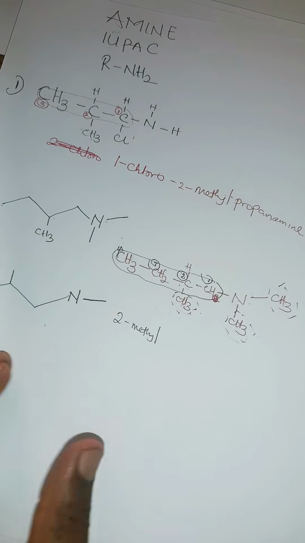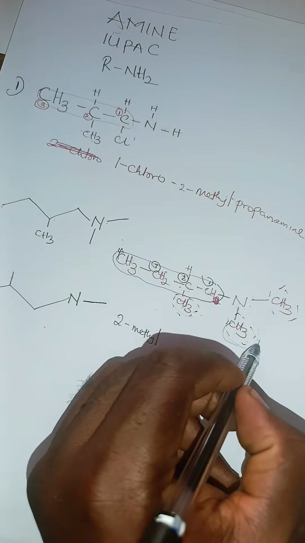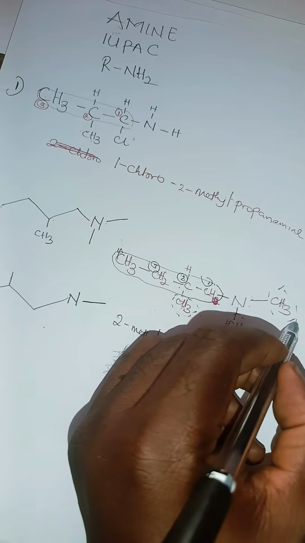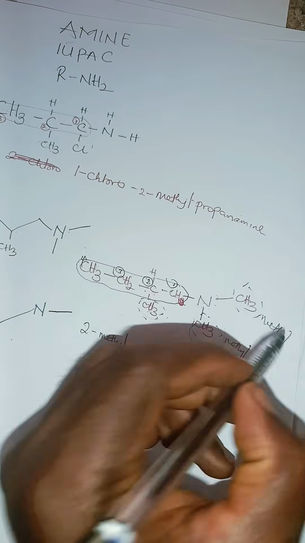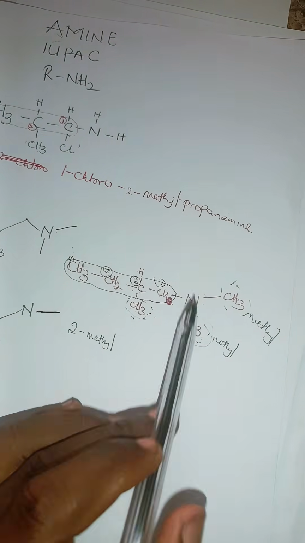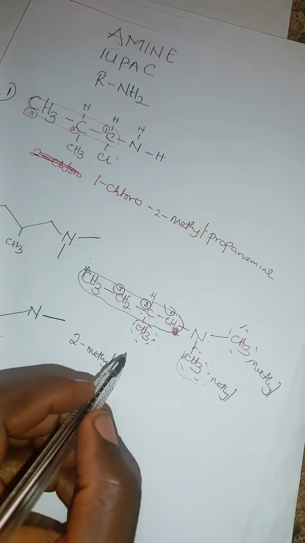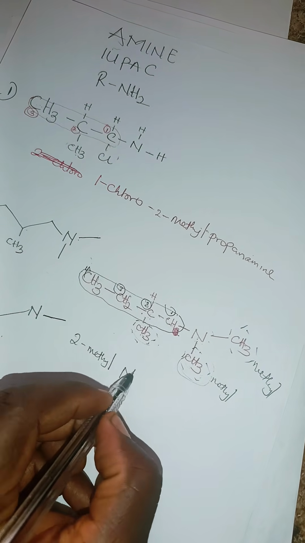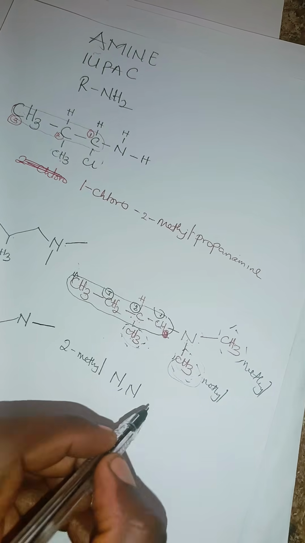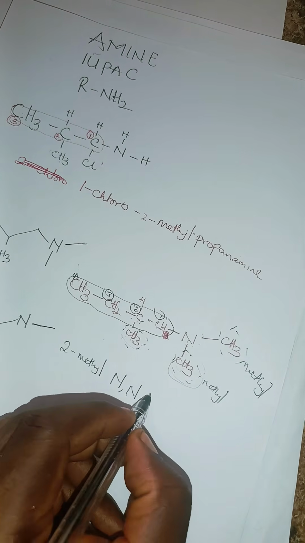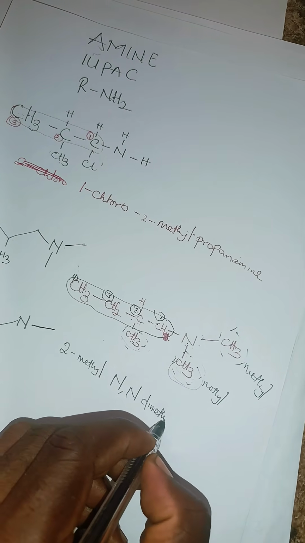Methyl is in position number 2. But we have another methyl here. These are methyl, and these are another methyl. But the difference between these two methyl is that they are connected to the nitrogen. So the only way to sort out for these guys is to say N, N, they are methyl and methyl, dimethyl.